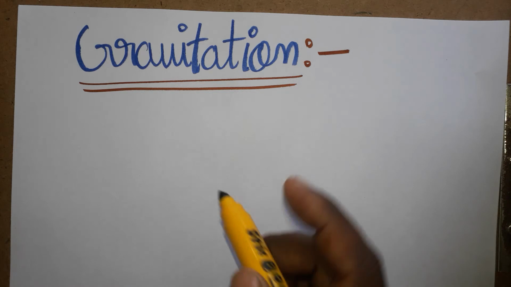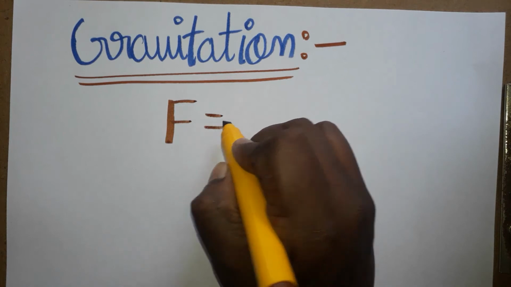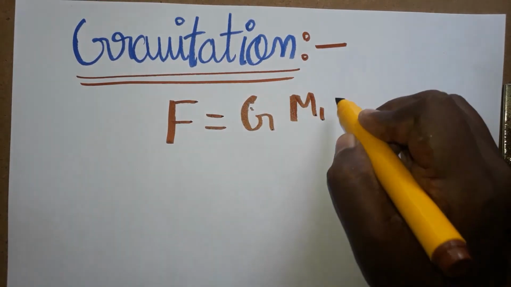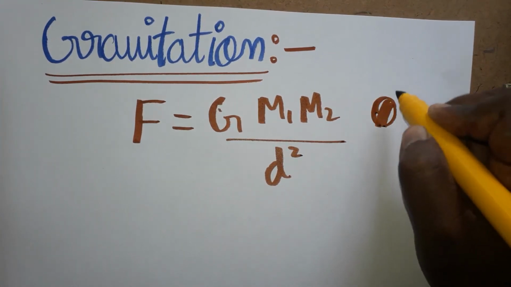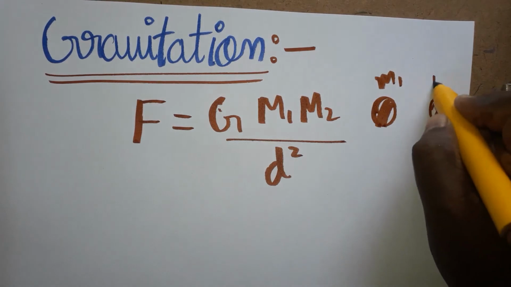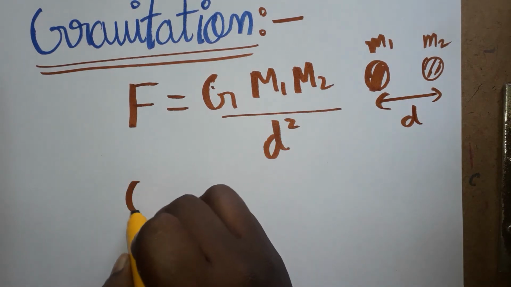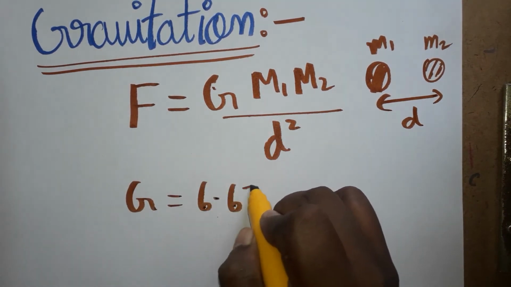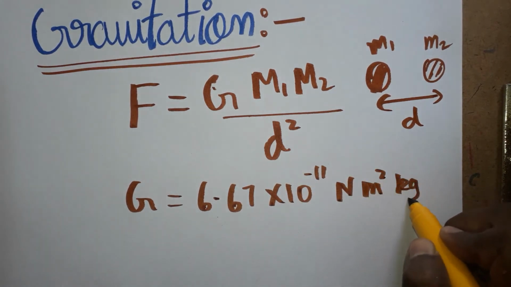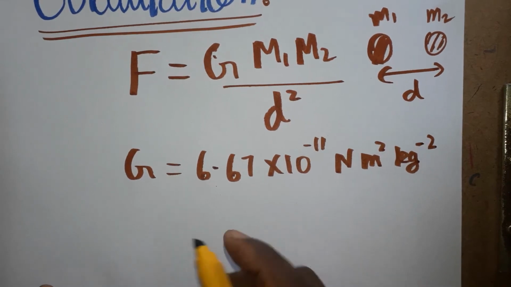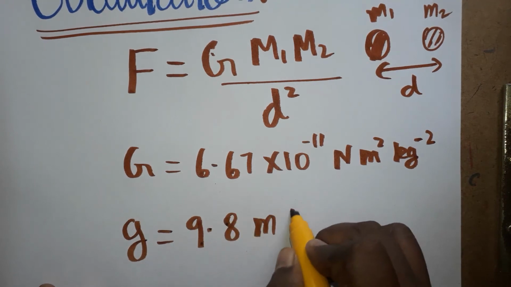The gravitation: first, the universal law of gravitation. The force of attraction or repulsion between two objects, F is equal to G times m1 m2 divided by d square. m1 is one mass, m2 is the other mass, and the distance between these two we take as d. Capital G is the universal gravitation constant, 6.67 into 10 power minus 11 Newton meter square kg minus 2. Another one, small g, is equal to 9.8 meter per second square.